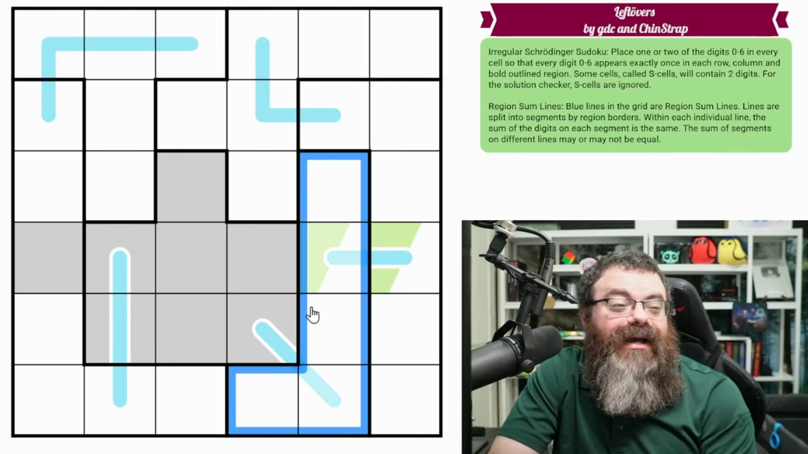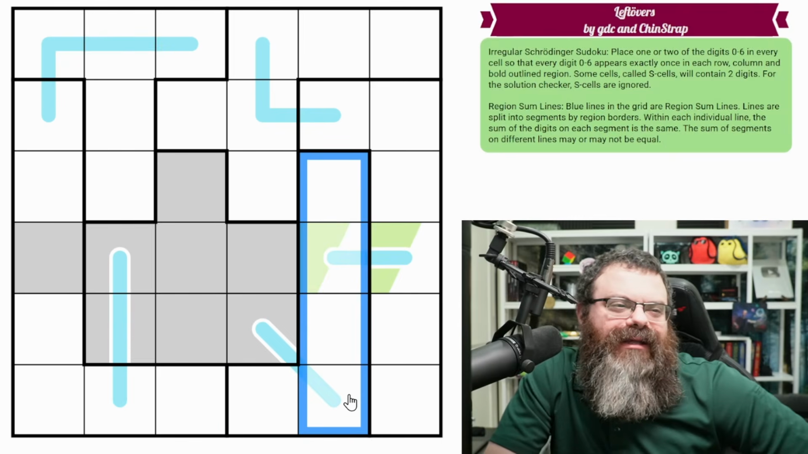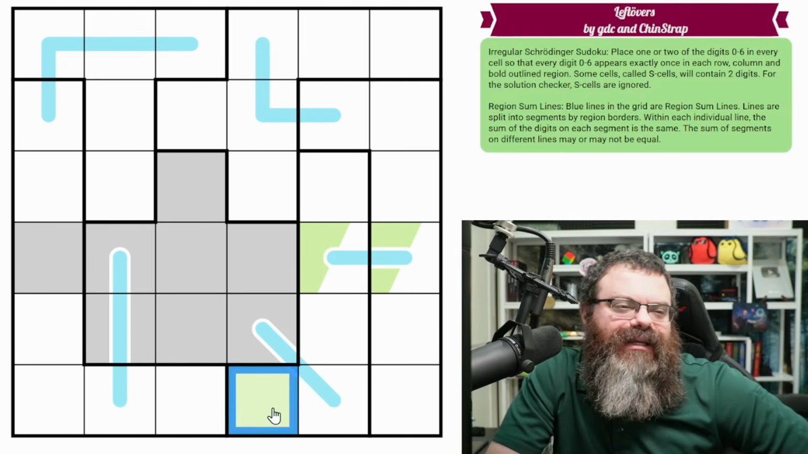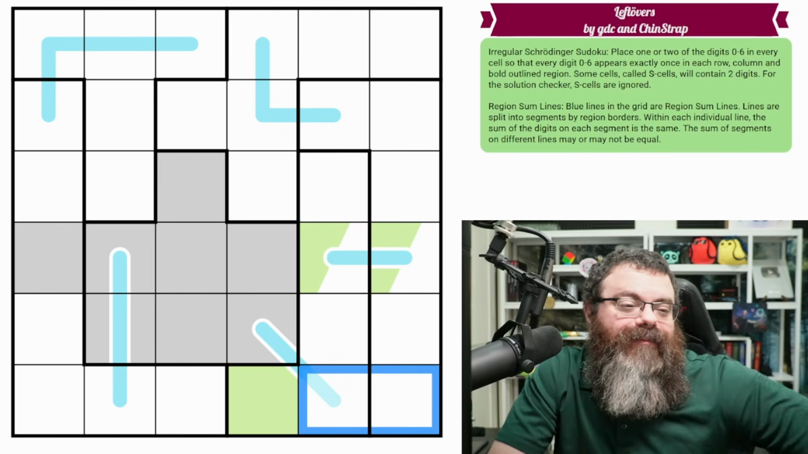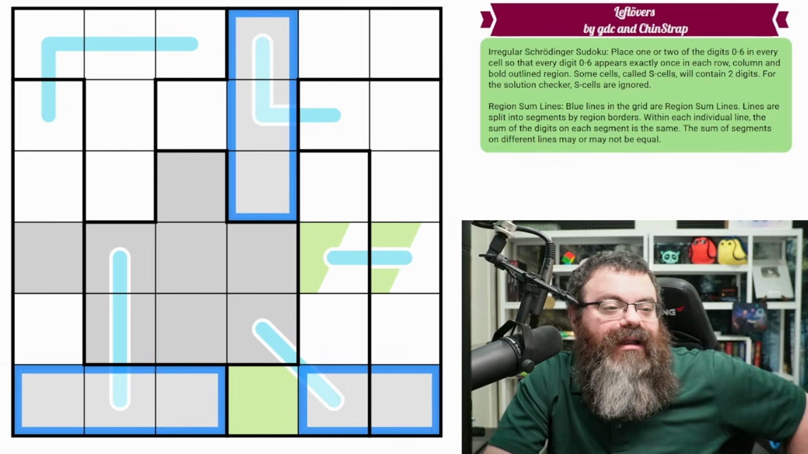Now this region needs 2 S cells in it. And you can't repeat an S cell in the column. So this is going to have to be an S cell. And this might be the second one, but the second one could be elsewhere. But that means the rest of this row and the rest of this column are not S cells.